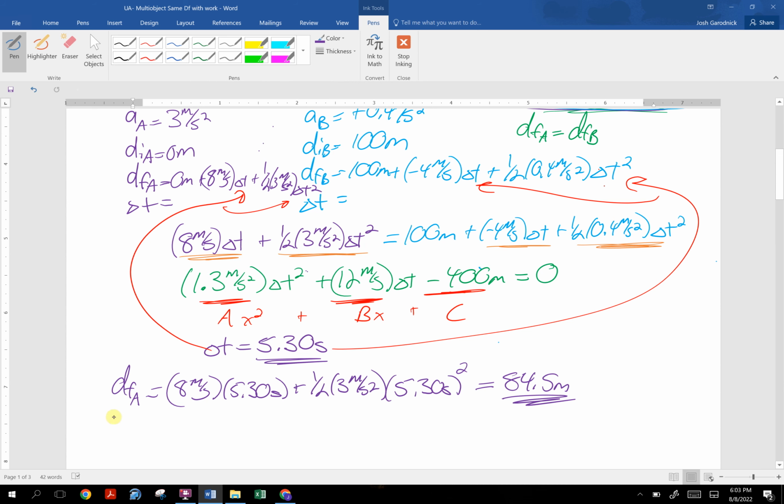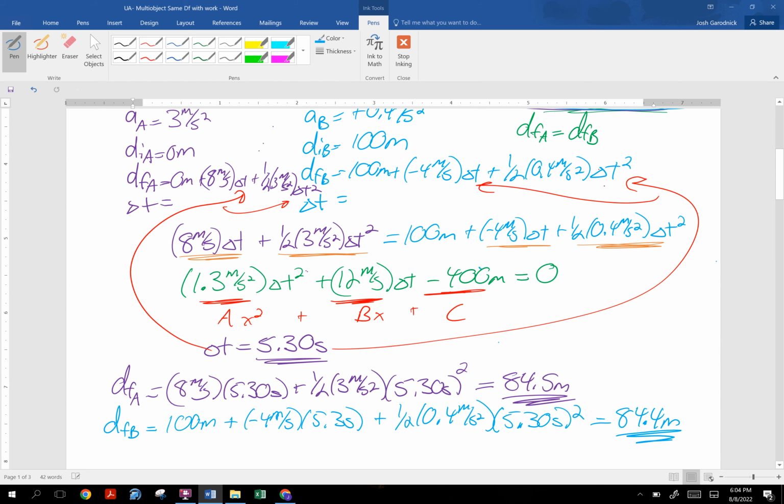Let's see. I'm going to check my work. The final position of B is equal to, and again, I'm just looking right up here at this equation, and I'm subbing in for time. 100 meters, plus negative 4 meters per second times time, which is 5.3 seconds, plus 1/2 acceleration times time squared, which is 5.30 seconds squared. And when I plugged that into a calculator, I got 84.4 meters. These two answers are the same.